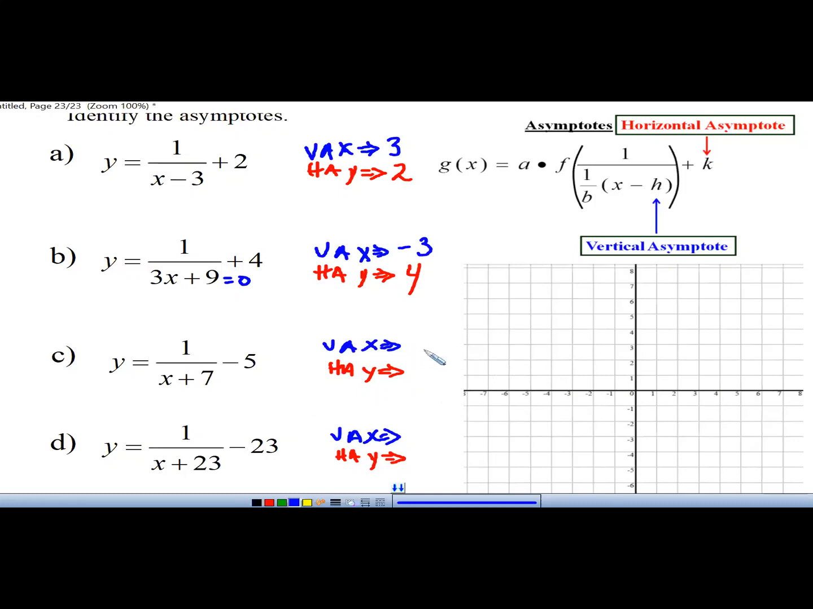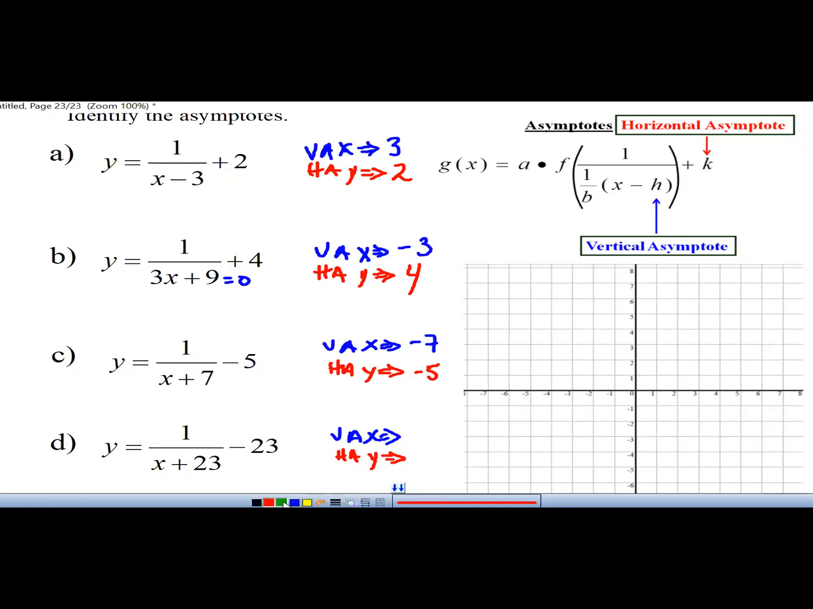For VA, I got 7, close. -7. Yes, -7. And for HA, it's +5, right? +5, or -5. -5. The only one that changes, guys, remember, is this one. If it's a positive, then it changes to its opposite. This one, whatever you see, including the sign, that's our HA.